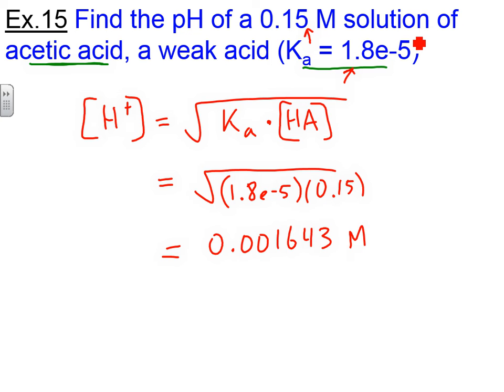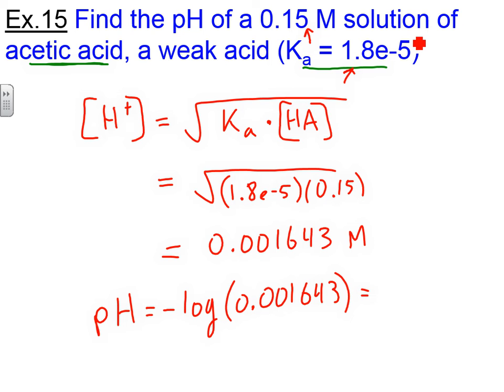If we want the pH, pH is the negative log of that. So we'll take the negative log of 0.001643. So go ahead and take the negative log of it, which should give us 2.78. We have two sig figs, so 2.8 for the pH. And that is the pH of the weak acid.